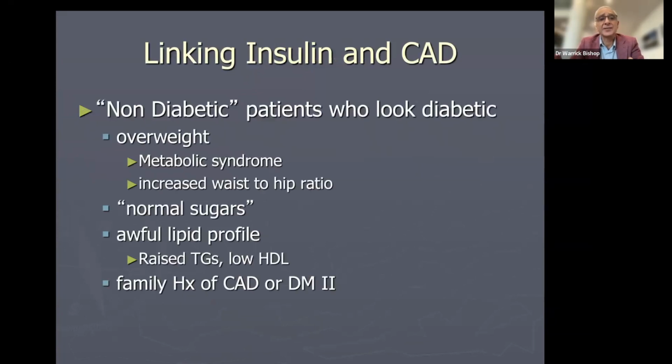I think this underpins the non-diabetics who we see who look diabetic, who have central adiposity, metabolic syndrome, increased waist to hip ratio. They supposedly have normal sugars. They have that lipid profile with small, dense particles, raised triglycerides, low HDL, and often that family history.